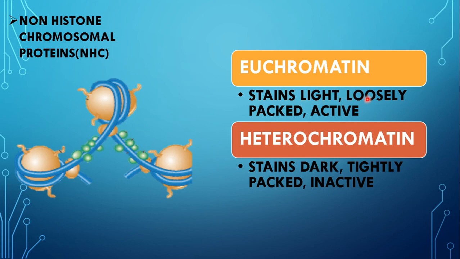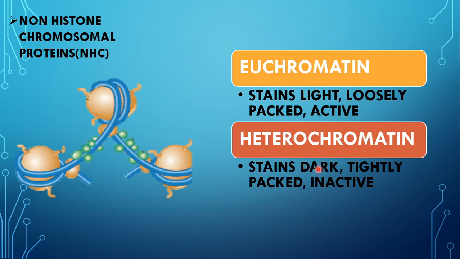When the euchromatin was examined to see why it stains light, it was observed that it is slightly loosely packed. The packaging system is loose. Packaging means how the nucleosomes are attached. Whereas the heterochromatin is more dense and more tightly packed. That is why that portion appears dark.